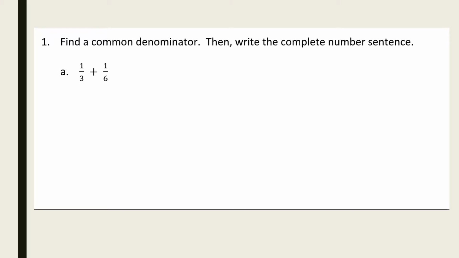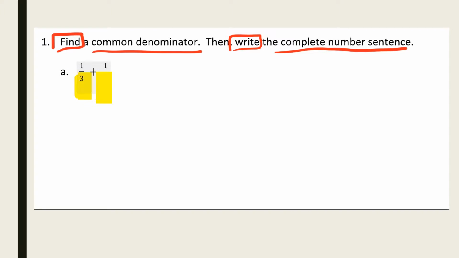Let's start by cubing our directions to make sure we understand what the problem is asking us. First, find a common denominator. Then, write the complete number sentence. So the first thing I'm going to notice when I look at this problem is that these two fractions have different denominators, so I cannot add them as they stand. However, I can find an equivalent fraction for one of them or both of them to make a common denominator so that we can add them.